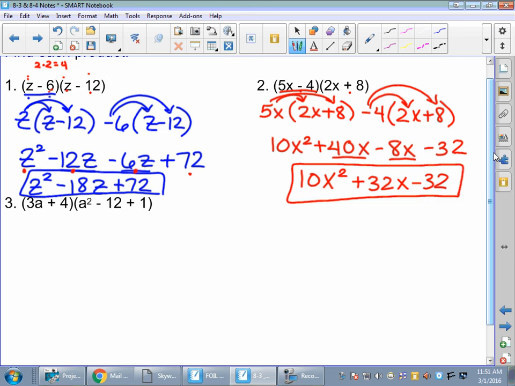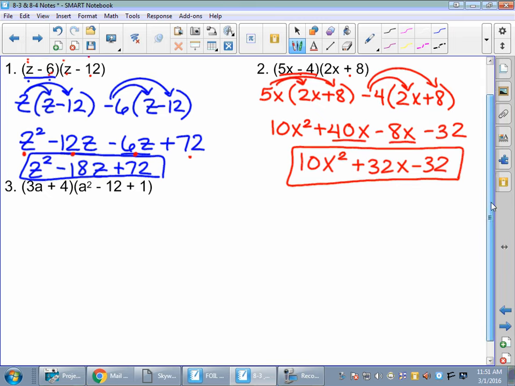So that's a nice way to check your work as you go. For number 3, there are 2 numbers in the first term that need to be multiplied by all 3 terms of the second polynomial. So 2 times 3, there should be 6 different multiplications here.